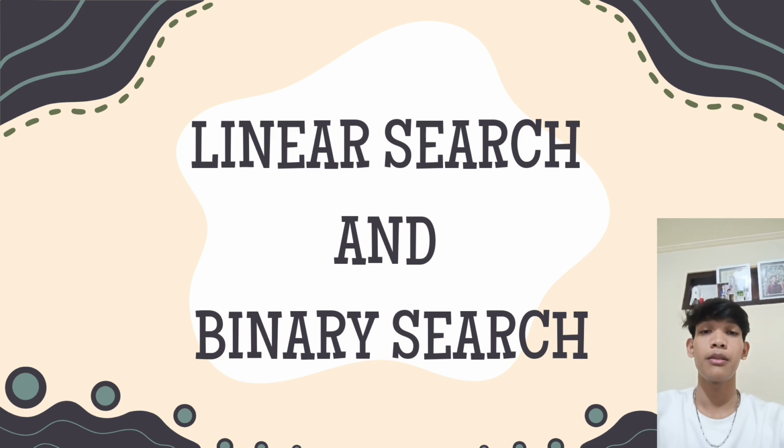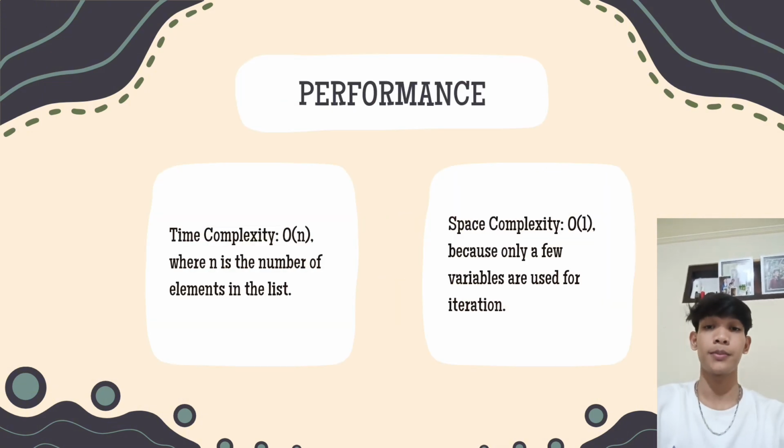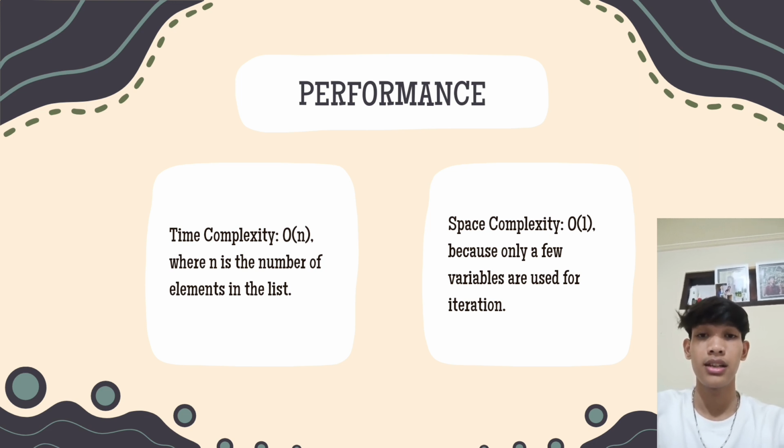Here I will explain what linear search is. Linear search is a simple searching algorithm that sequentially checks each element in a list until the target element is found, or all elements have been checked. Next, performance. Time complexity is O(n), where n is the number of elements in the list. Space complexity is O(1), because only a few variables are used for iteration.